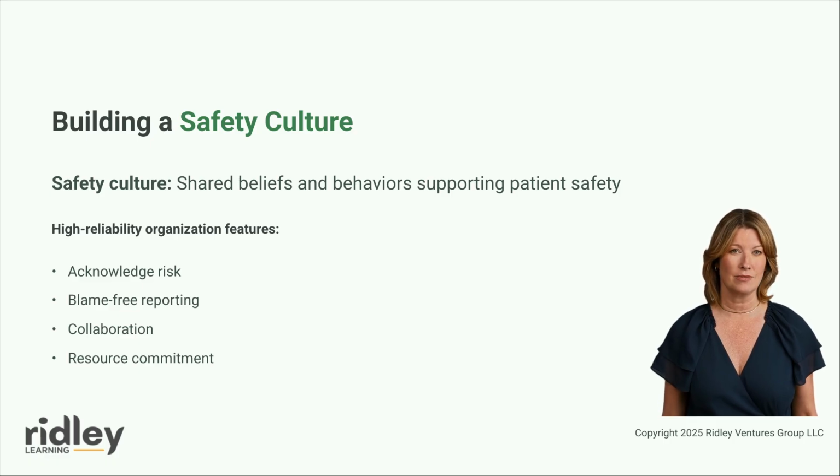Organizations with a strong safety culture, often referred to as high-reliability organizations, share several key features. First, there is acknowledgement of high risk, meaning there is a shared understanding that the organization's activities are inherently complex and hazardous, which fosters a constant sense of vigilance. Second, there is a blame-free environment, meaning individuals feel safe reporting errors or near misses without fear of punishment or reprimand, which is essential for organizational learning.